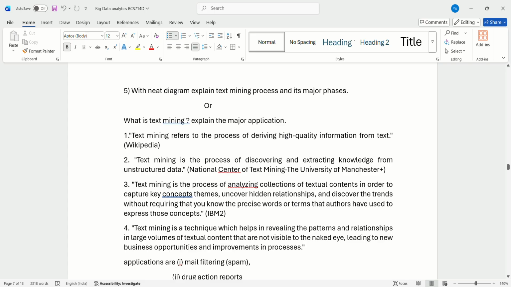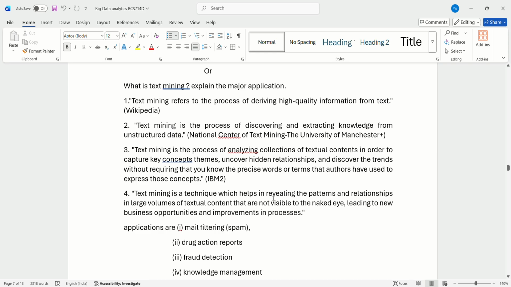So coming to the next definition, text mining is the process of analyzing collections of textual content in order to capture the key concepts, themes, uncover hidden relationships, and discover the trends without requiring that you know the precise words or terms that authors have used to express those concepts. Text mining is a technique which helps in revealing the patterns and relationships in large volumes of textual content that are not visible to the naked eye, leading to new business opportunities and improved decision processing.